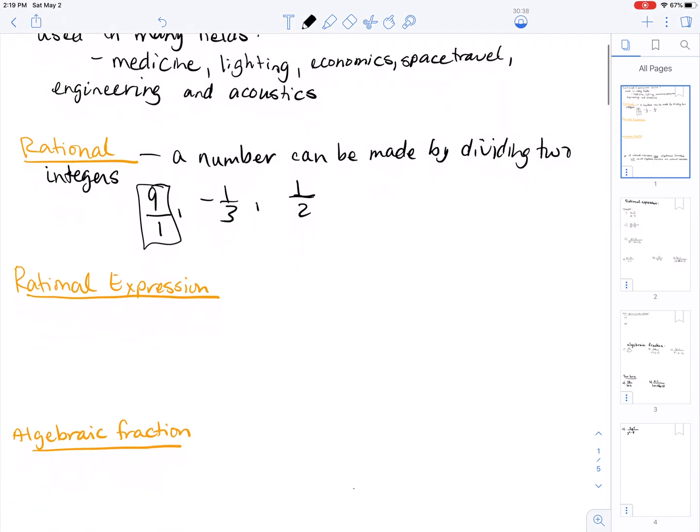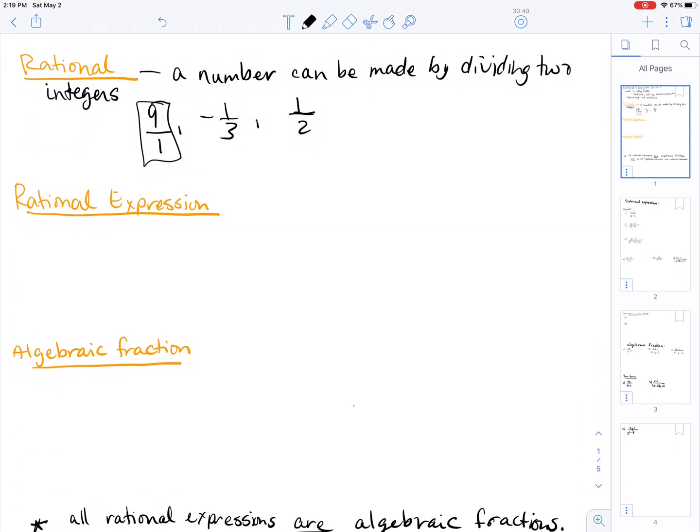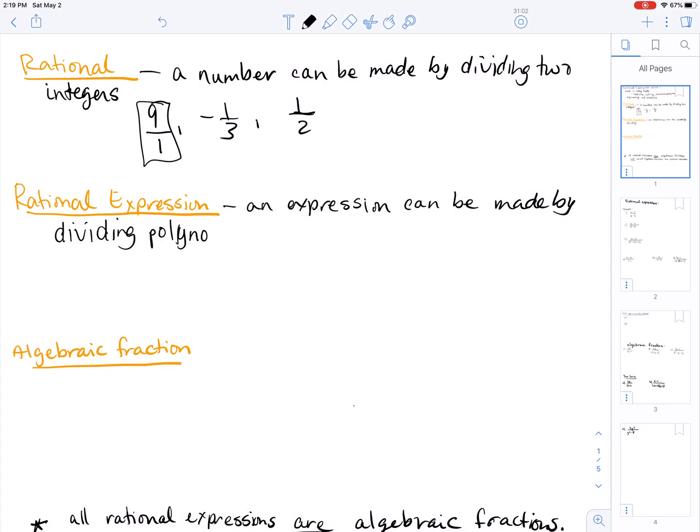So when it comes to rational expressions, the definition has to follow along the same lines. It's an expression that can be made by dividing polynomials. Polynomials are made up of integers. So let's look at some examples.